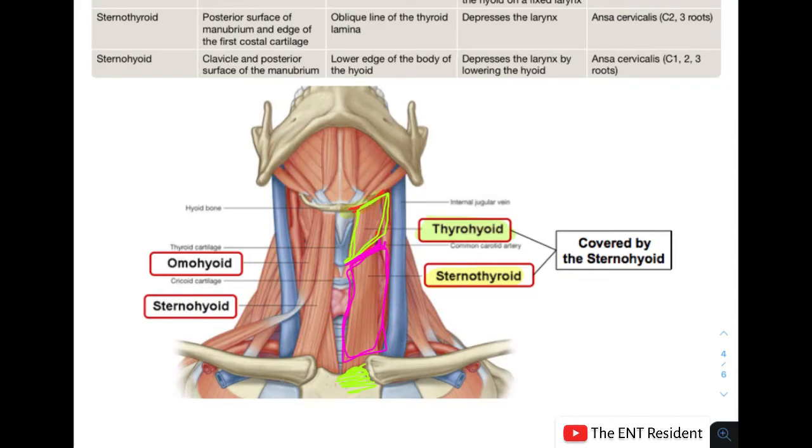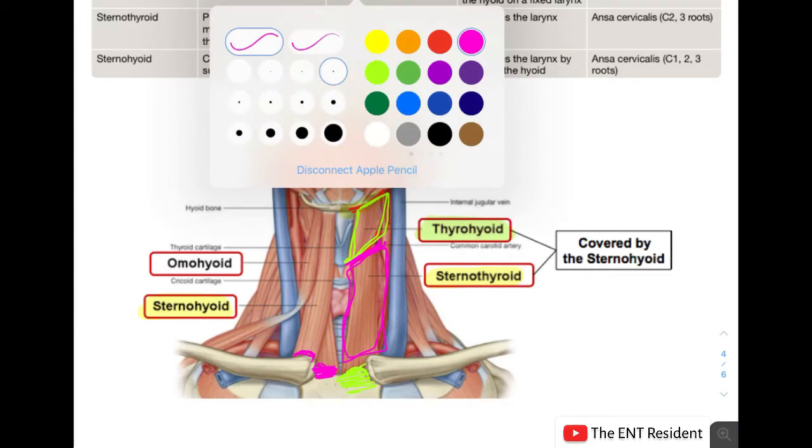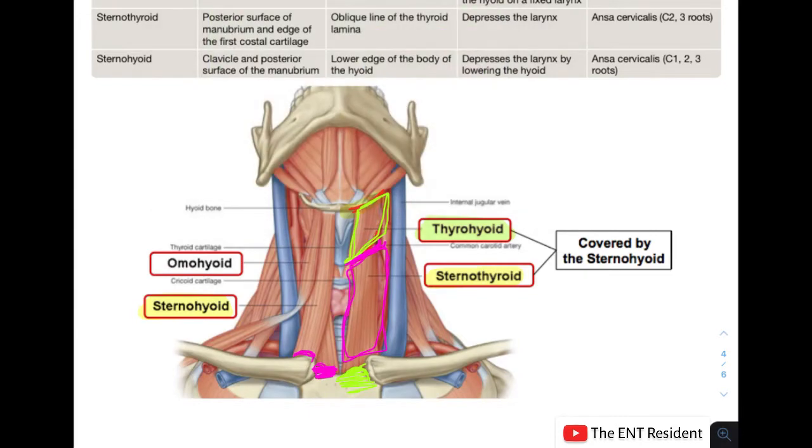And the third infrahyoid group of muscle includes the sternohyoid muscle. Now this sternohyoid muscle takes its origin from the clavicle, as you see over here, and the posterior surface of the manubrium over here, and it goes upwards and gets attached to the lower edge of the body of the hyoid. So this whole muscle is the sternohyoid muscle.